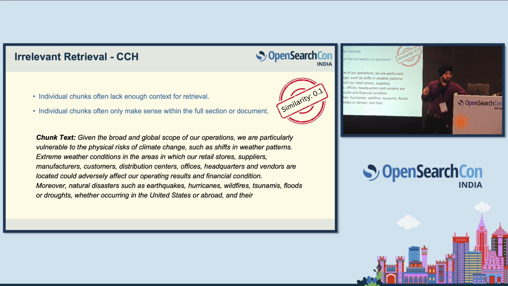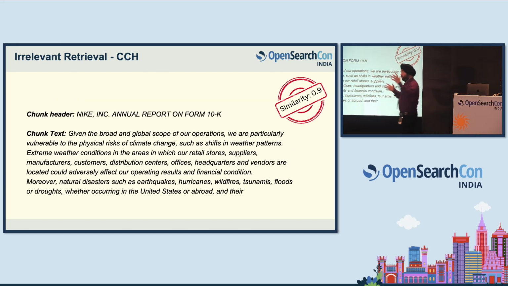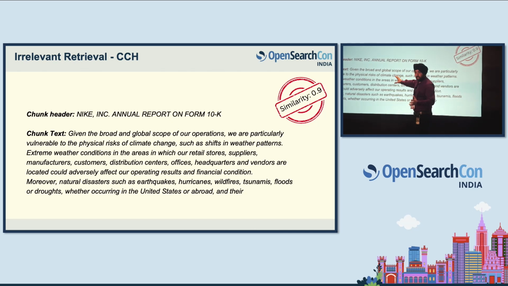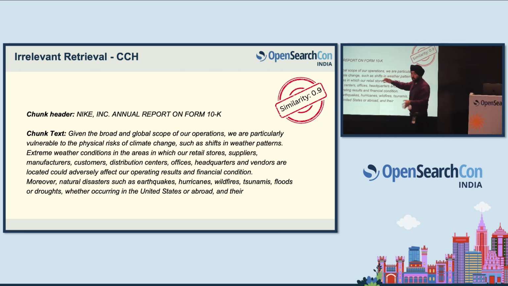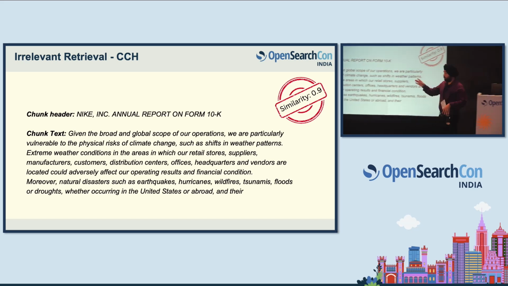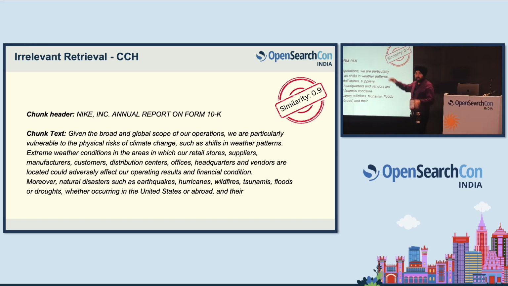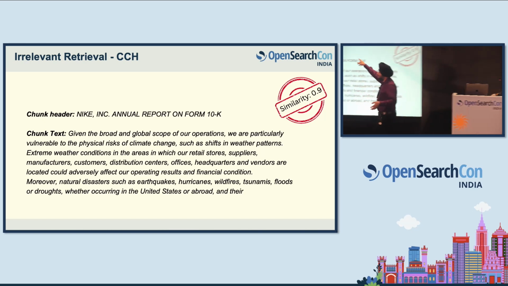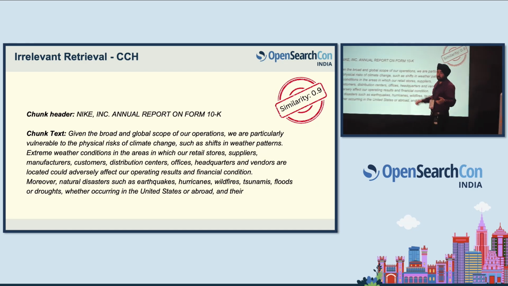A way to mitigate these problems is to take the chunk text, add a chunk header, and embed these together. In this example, all that I did was add a chunk header to the chunk text, which is nothing but the title of the document from which this chunk was created. The moment I did that, it bumped up the similarity score from 0.1 to 0.9, a drastic change in quality. This technique is called CCH, which stands for contextual chunk headers.